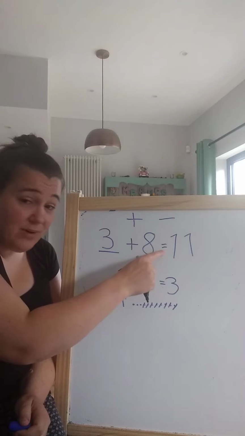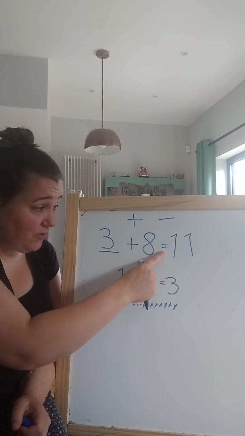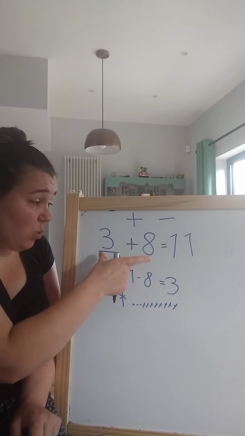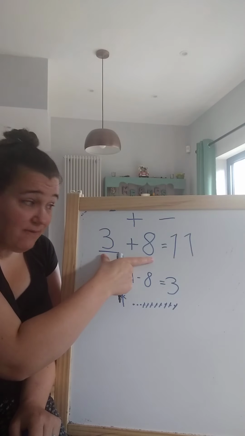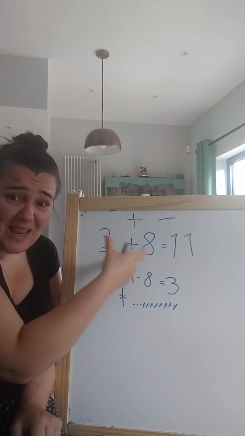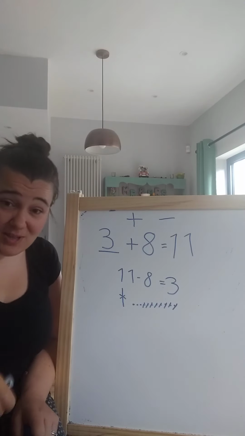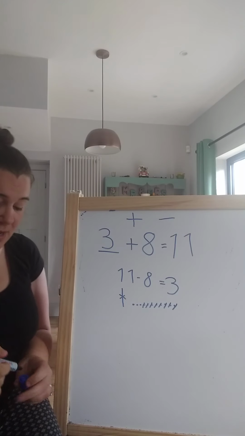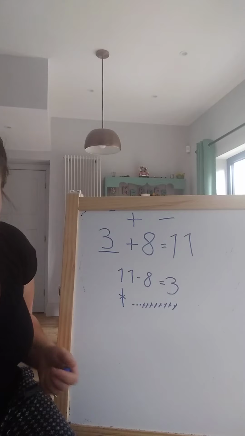In the level 1 video, I do refer to this equal sign. It means balance. So what is on this side, 11, has to be on that side, 11. It's basically just saying 11 equals 11. So that's what equals means. It means balance. What is on one side must be on the other. Right, let's try another one.